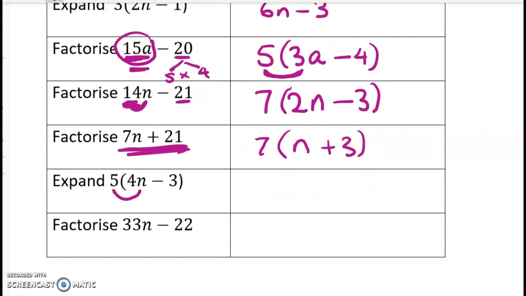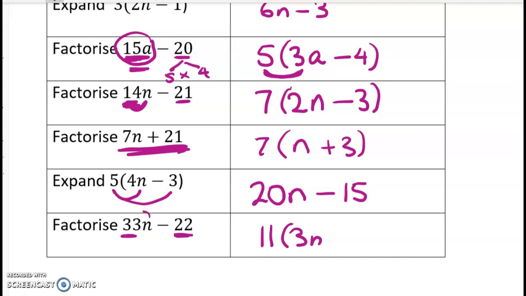Next, we've got 5 times 4n to expand. So 20n. Take away 3 5's are 15. And lastly, this one here, the highest common factor was 11. 11 times 3n will give me 33n, minus 11 times 2 here.